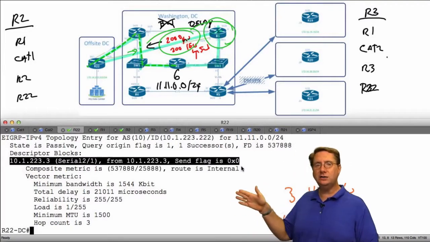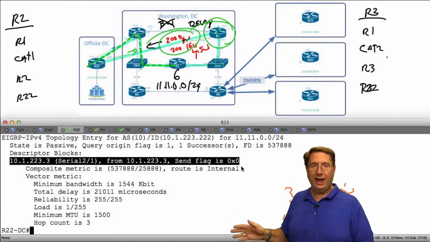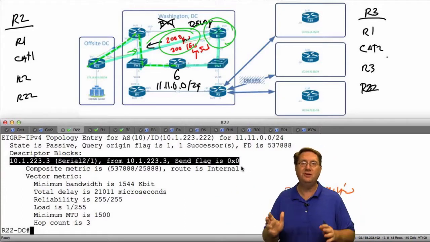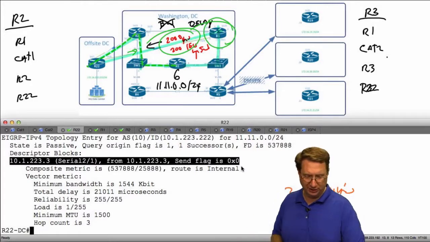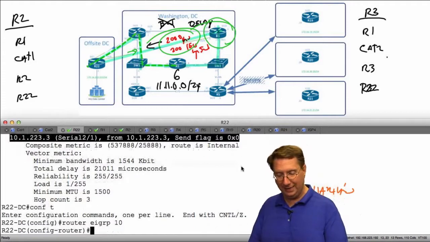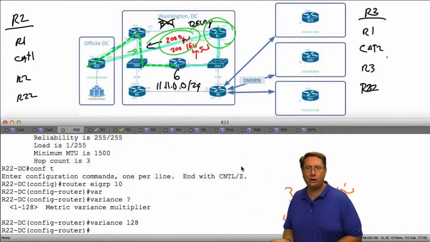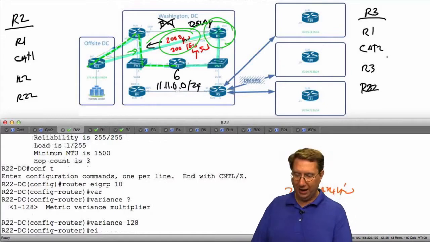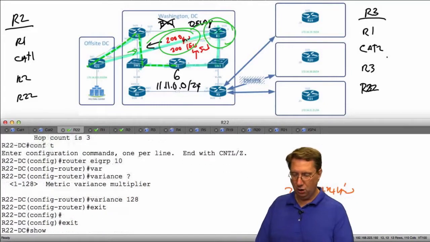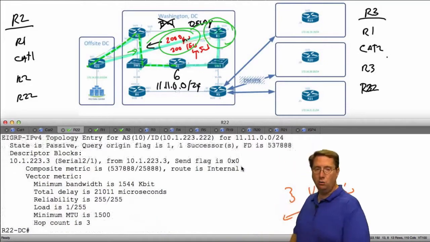Now, since it's not in the topology table, it can't be placed in the routing table, and since it's not in the topology table, the variance command has no effect. Watch this. I'll come up here and go config t, router EIGRP 10, and I'll say variance, and let's give it 128, the highest value possible that we can enter. And let's look and see what's going on. I'll just up arrow and look at my topology table. Notice we still only have the one entry in the topology table.